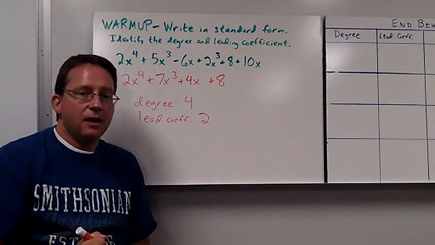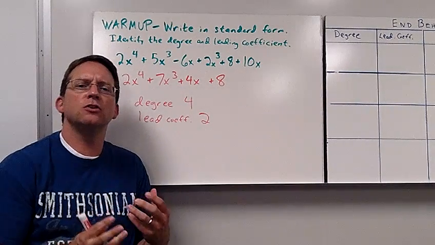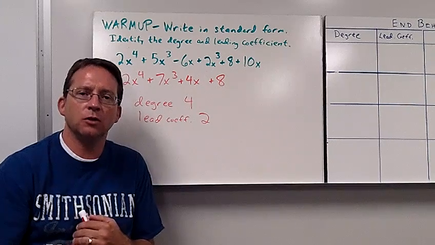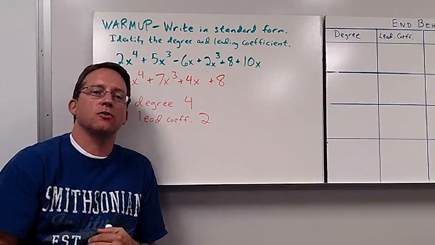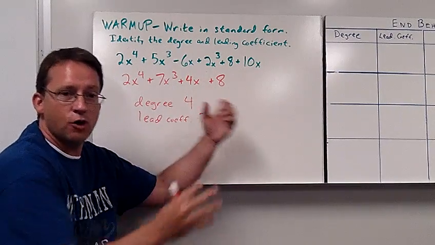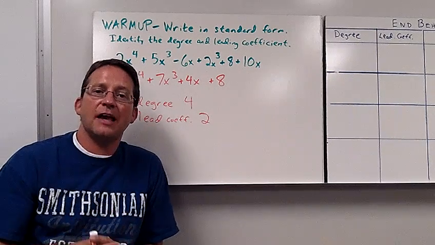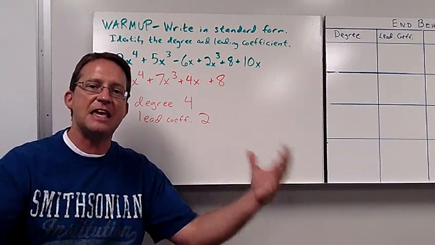All right? What we're going to do today is take that degree and leading coefficient to help us start to look at what a graph of a polynomial will look like. There are several different characteristics of polynomial graphs, so I don't want to just jump right in and say, okay, we're going to take this whole polynomial and graph it all today. That would be pretty overwhelming. What we're going to look at today is just what's happening on the ends of the graph.